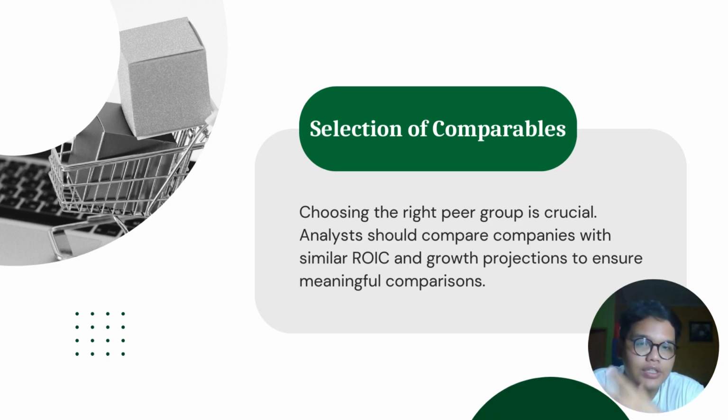The third is the selection of comparables, as I said on the first point. Choosing the right peer group is crucial. So the analyst should compare companies with similar ROIC, or return on invested capital, and growth projections to ensure meaningful comparisons.